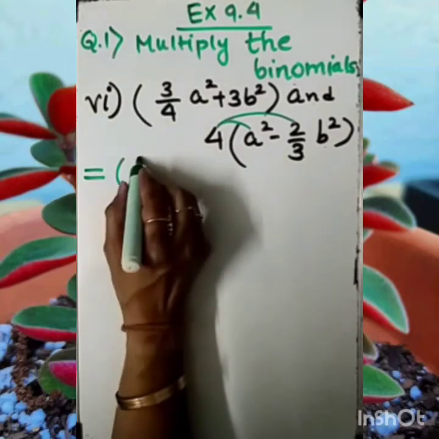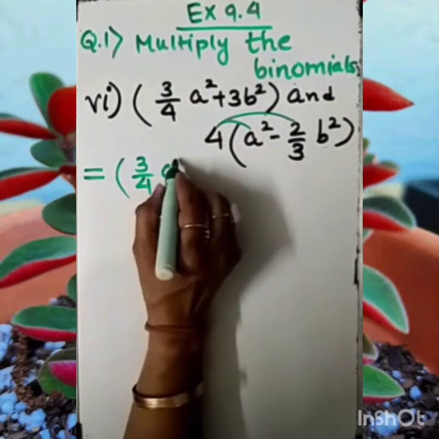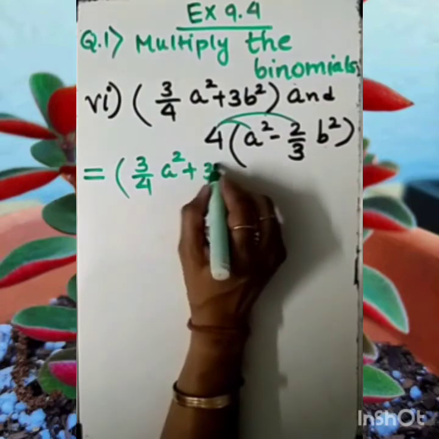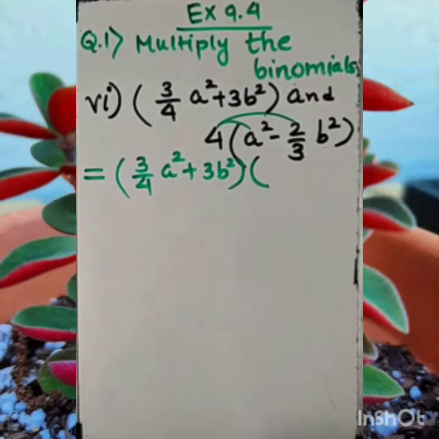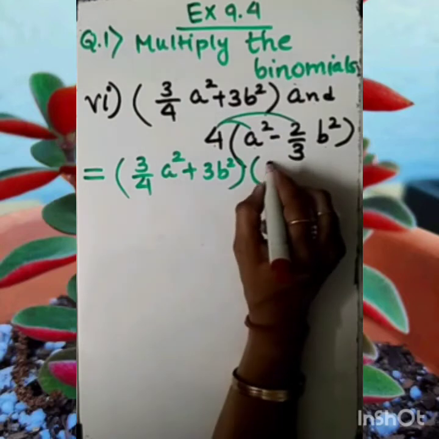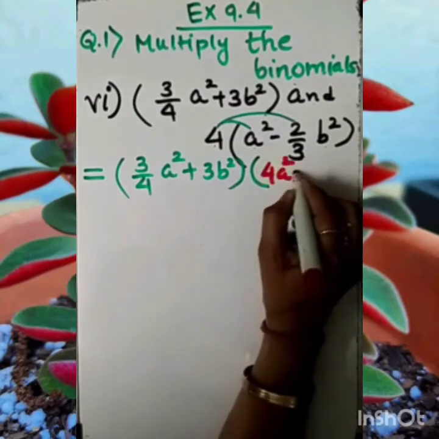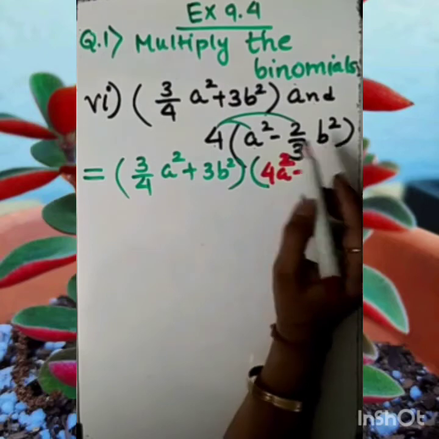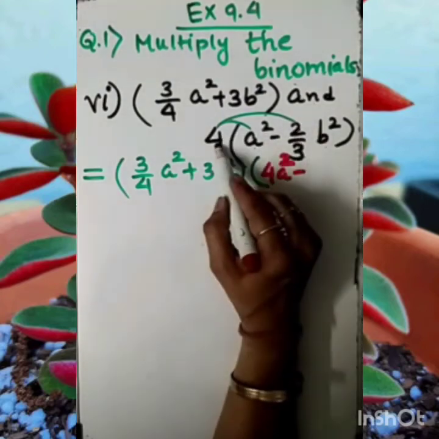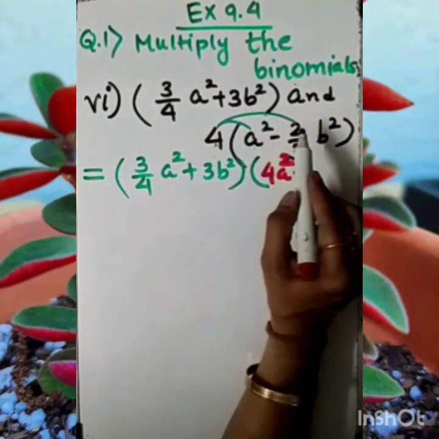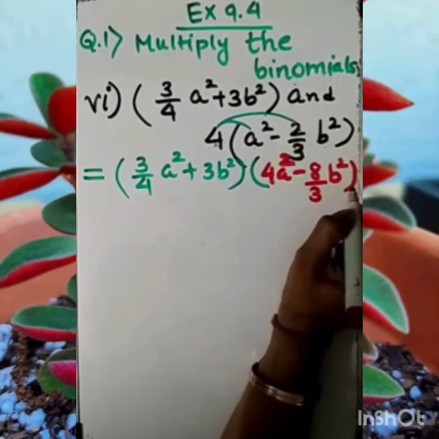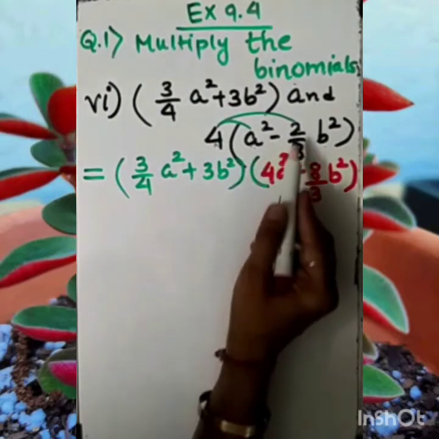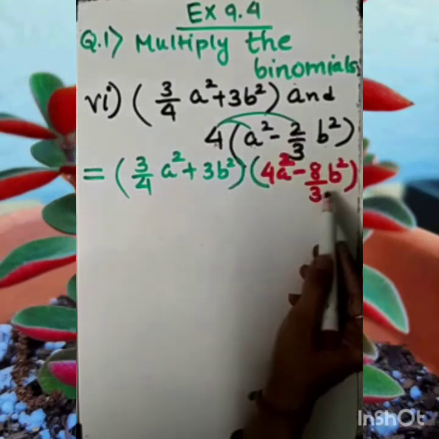As we know, the first expression we are given is 3 by 4a square plus 3b square. It is already in one bracket. Now, what we have to do is write the other in a bracket. Simple. 4a square gives the result 4a square, minus 4 times 2 is 8, only the numerator will be multiplied with the numerator. So 4 times 2 is 8 by 3b square. 4a square minus 8 by 3b square.